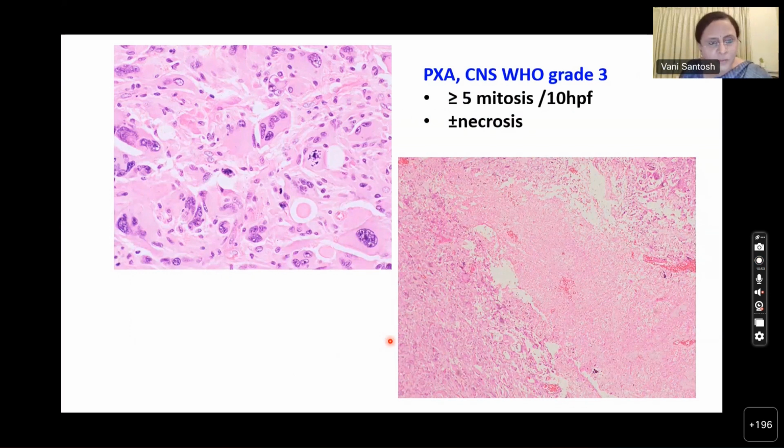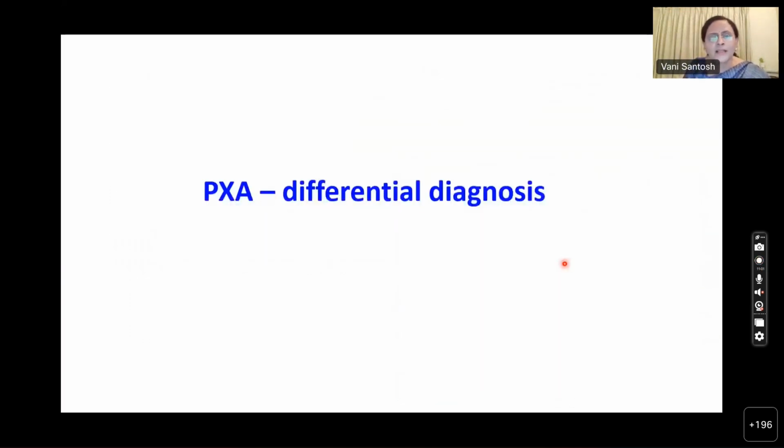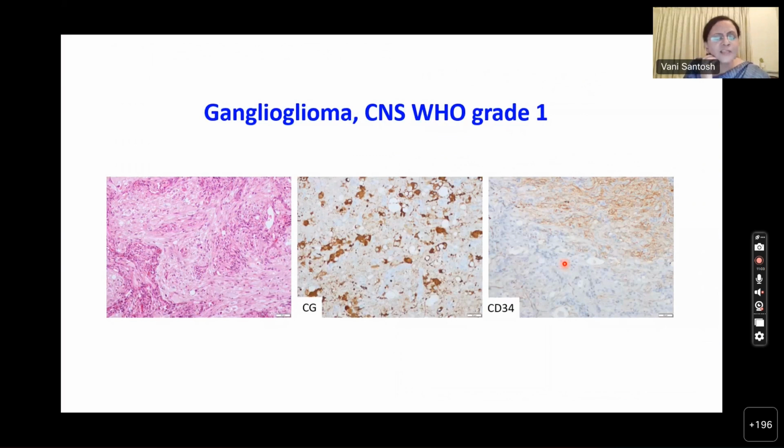Usually it will have more than 5 mitoses in 10 high-power fields, with or without necrosis. So that will be a grade 3 tumor. And as you rightly said, if you look at the differential diagnosis, the first differential diagnosis is ganglioglioma, which is a grade 1 tumor. Most features of PXA will be like ganglioglioma only.